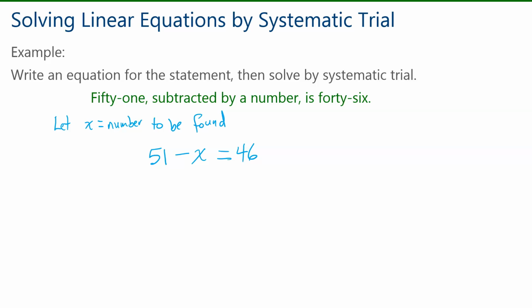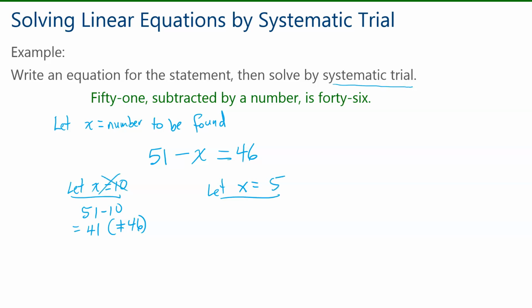Now we've been asked to solve this equation by systematic trial. For my first value of x, I'm going to say, what if x is 10? 51 subtract 10 gives me 41. That does not equal 46. Let's try x equals 5. So x equals 10 did not work. x equals 5: 51 subtract 5 does indeed give me 46. That works. Therefore, the number is 5.